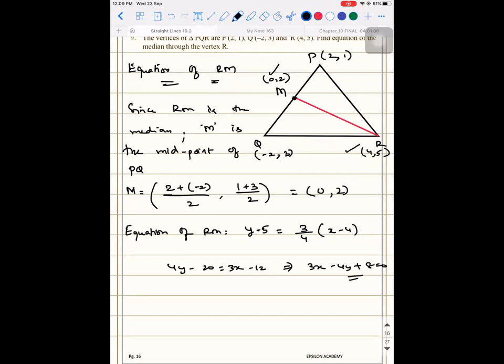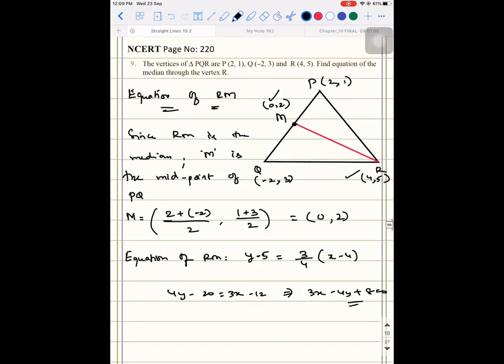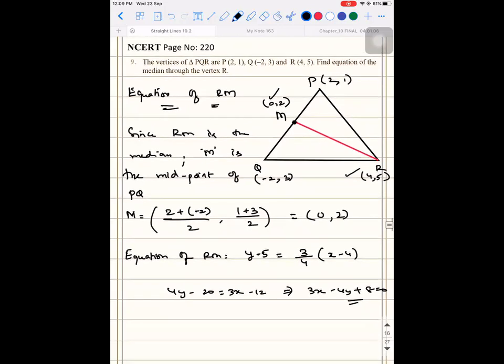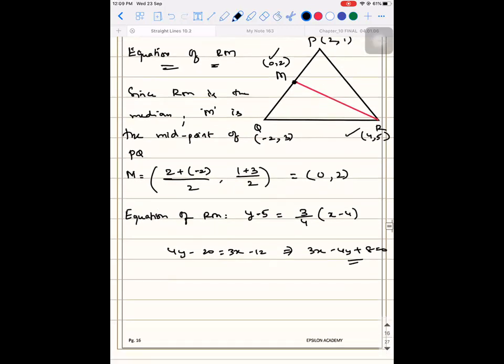Three x minus 4y plus 8 is equal to 0. Okay. Should I move on to the next question? Yes, sir.